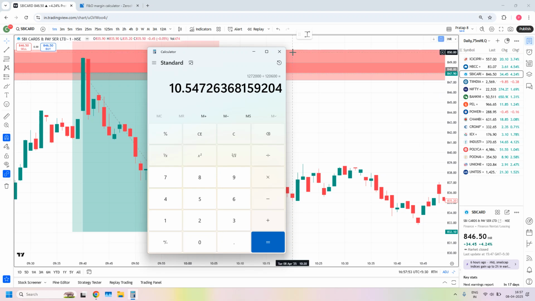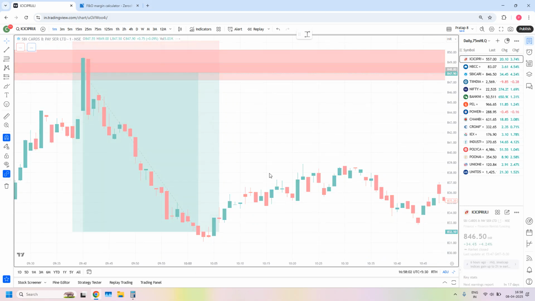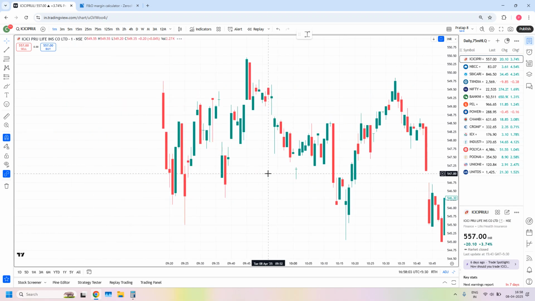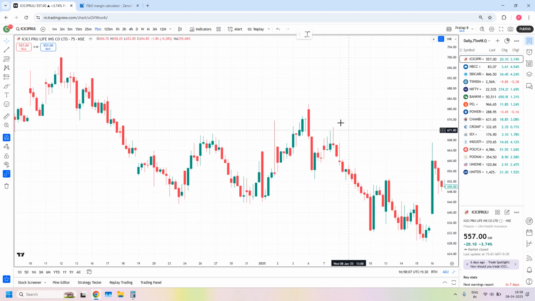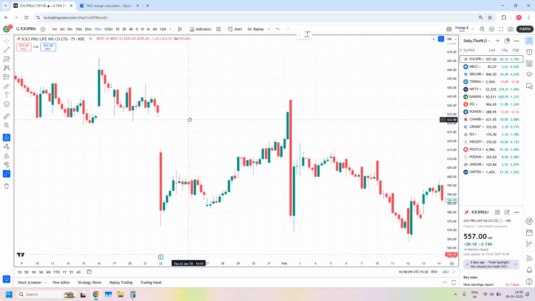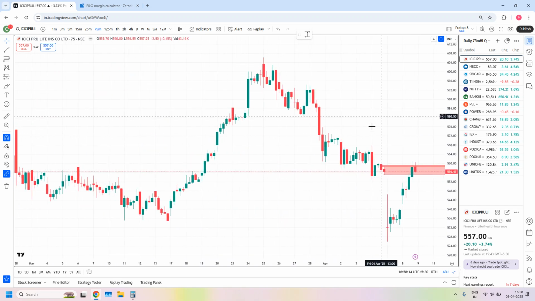So you would have got a good profit. There is one more stopped out trade also. Out of the 4 stocks, ICICI Prudential. This is also a 75 minutes zone. If anybody would have taken a trade, your trade would have been stopped out. A minimal loss you would have got. That is okay. But anyway, it is a stopped out.